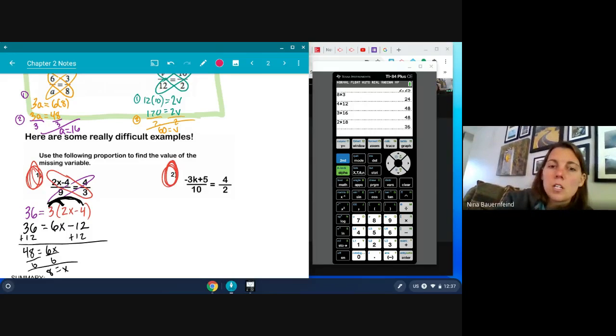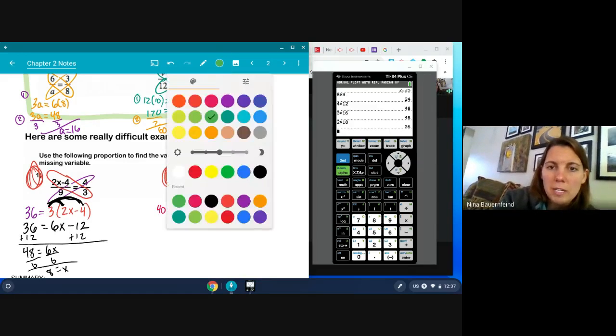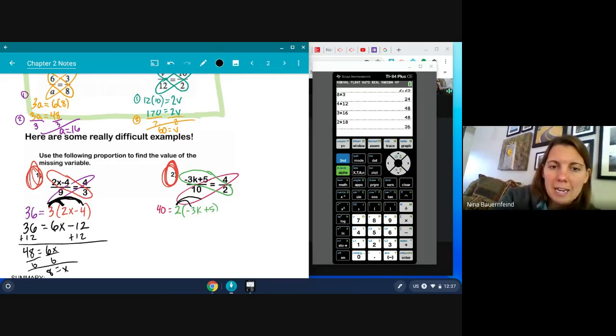Okay. Same thing over here. 10 times 4 is 40. And then 2 times this means we need to double that whole thing. So we're going to end up with this times that and that. So we have 40 equals negative 6k plus 10. Then we do this, minus 10, minus 10.